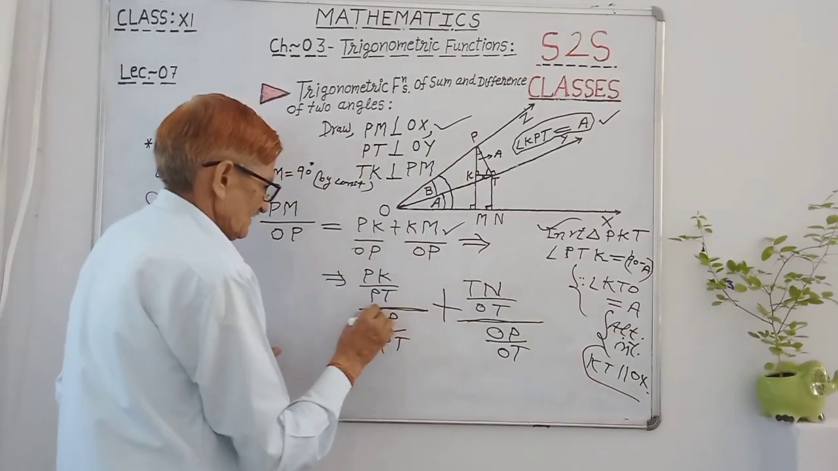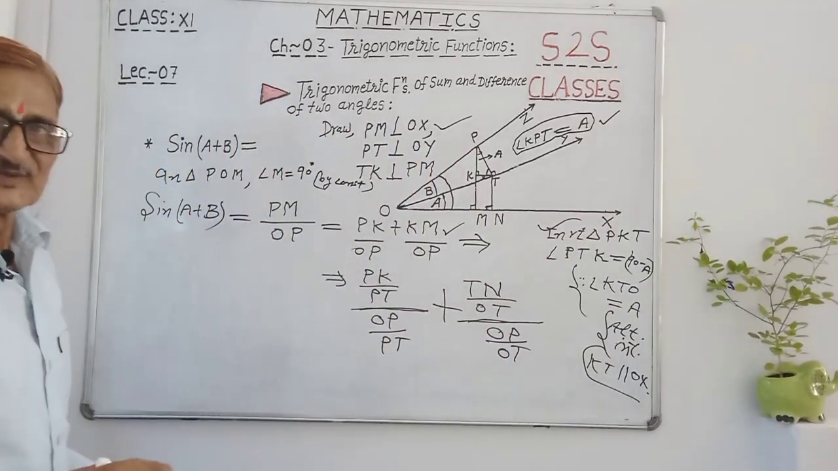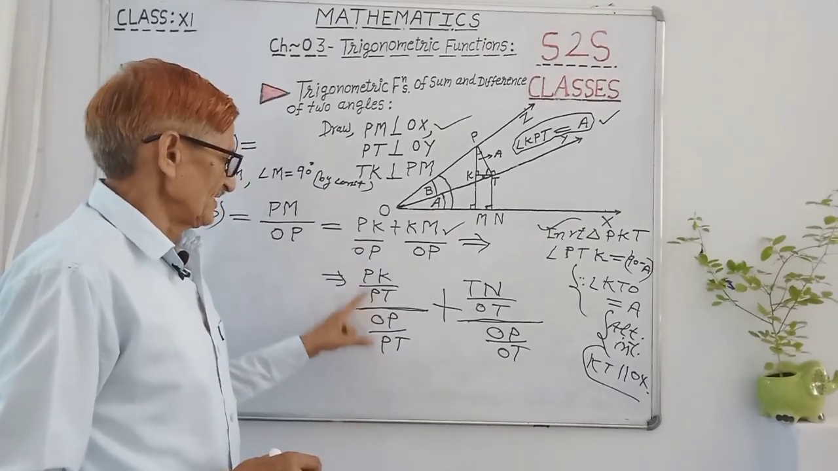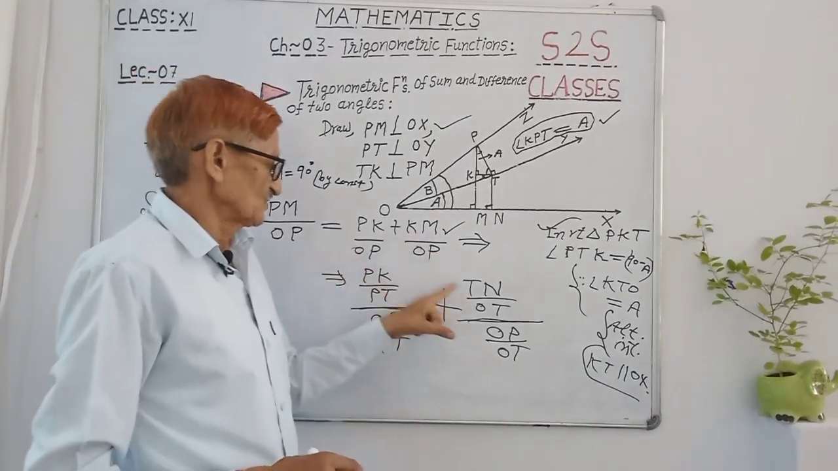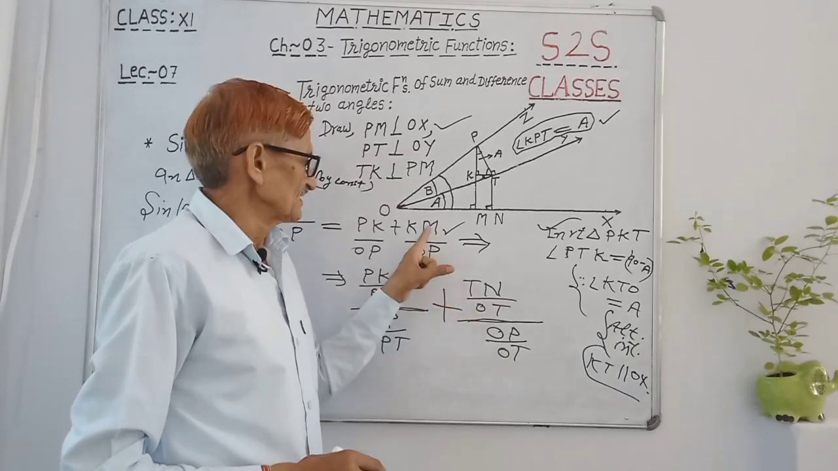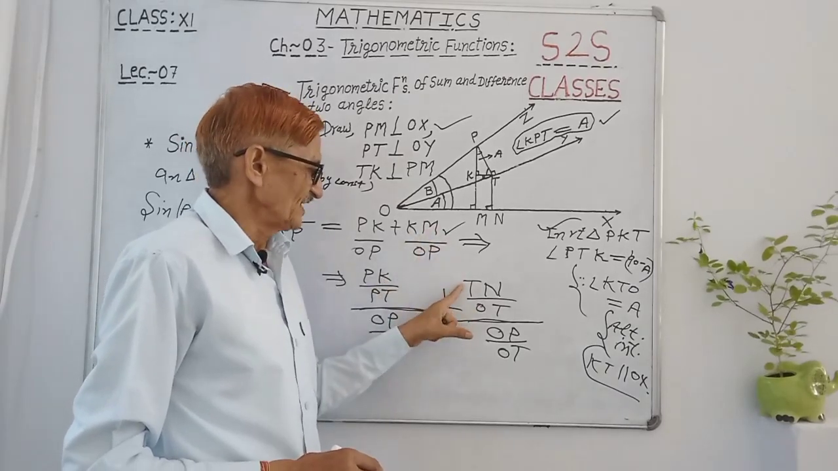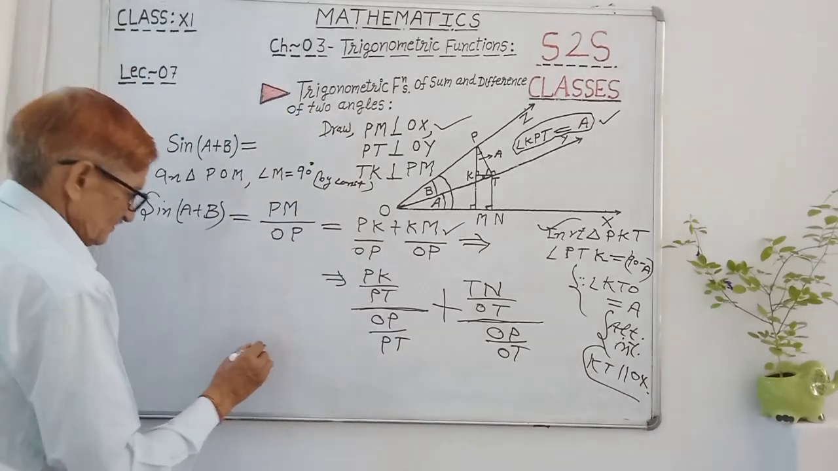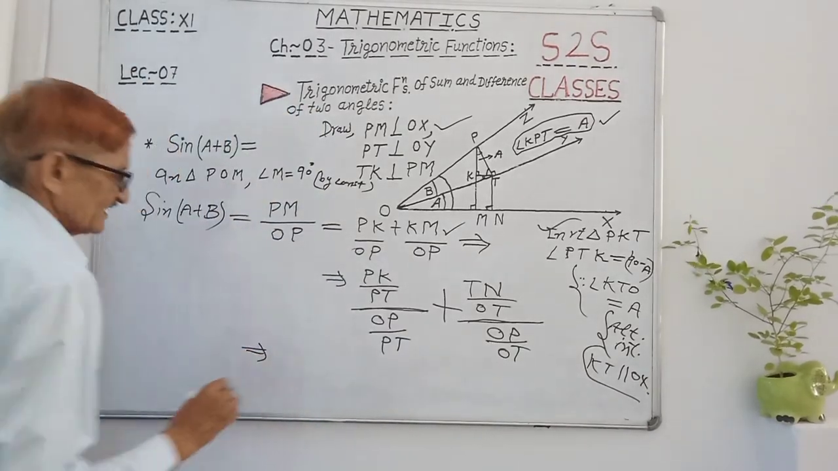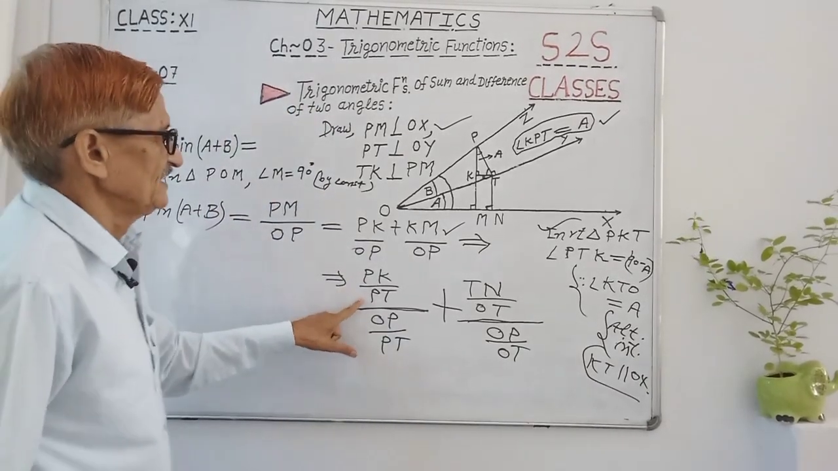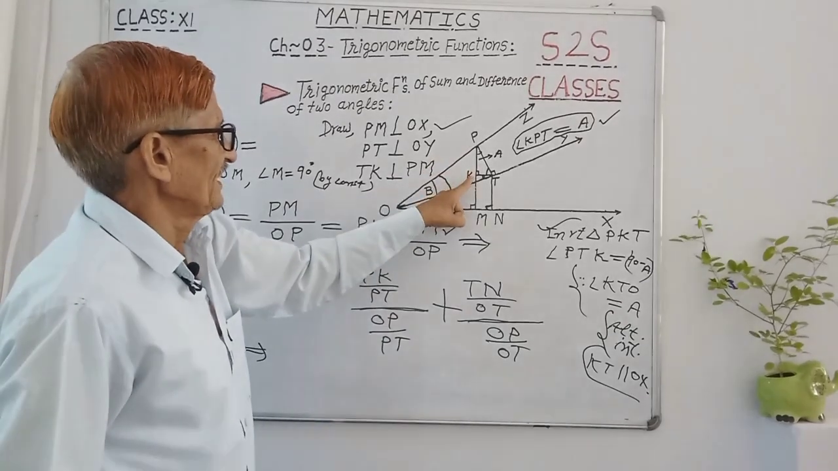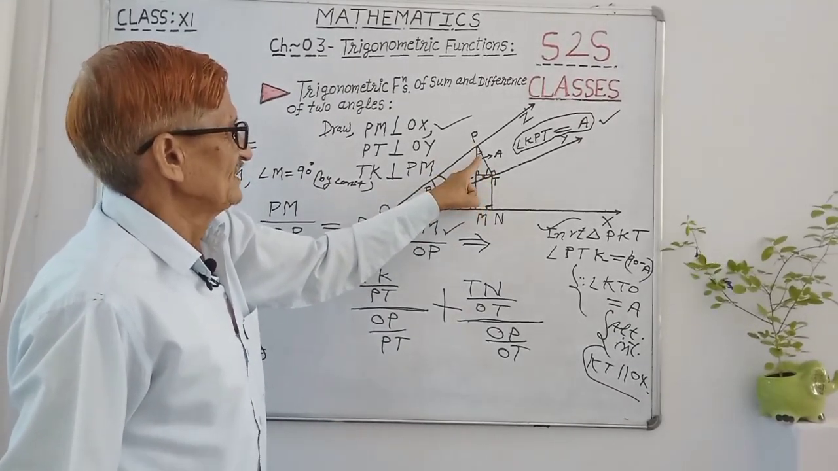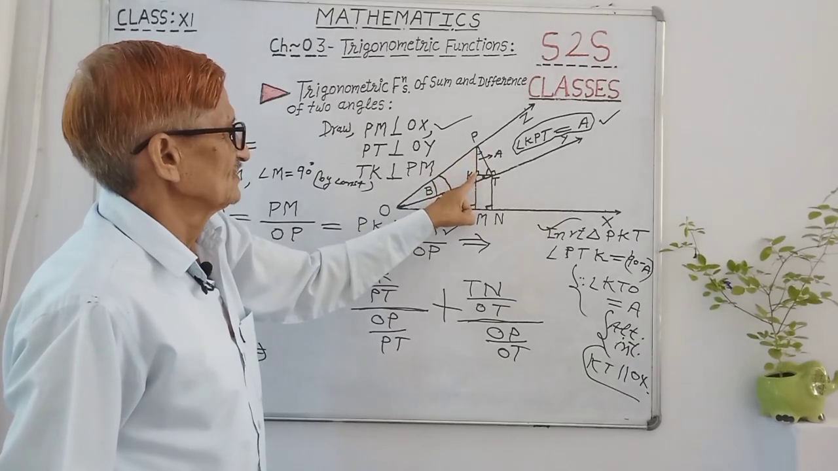Okay? This step is important. Divide by the hypotenuse here also, in numerator and denominator, in that triangle where one side is TN. After that, in the figure we can see PK upon PT, with angle A, it is cos.